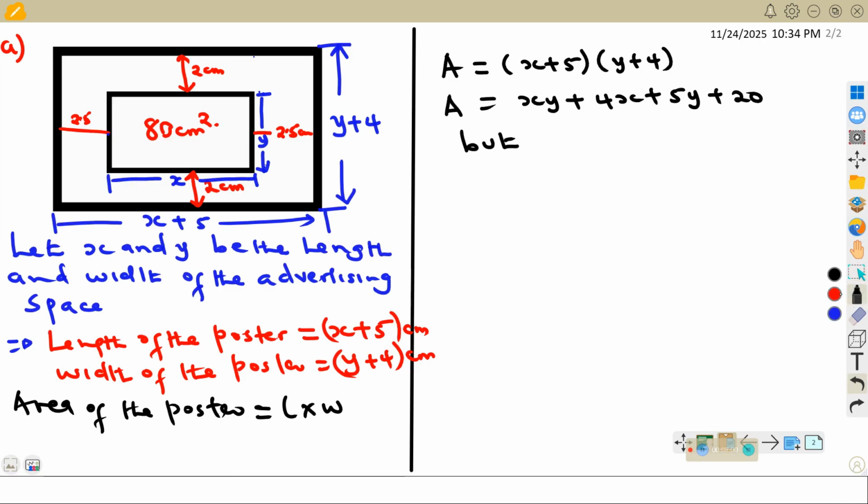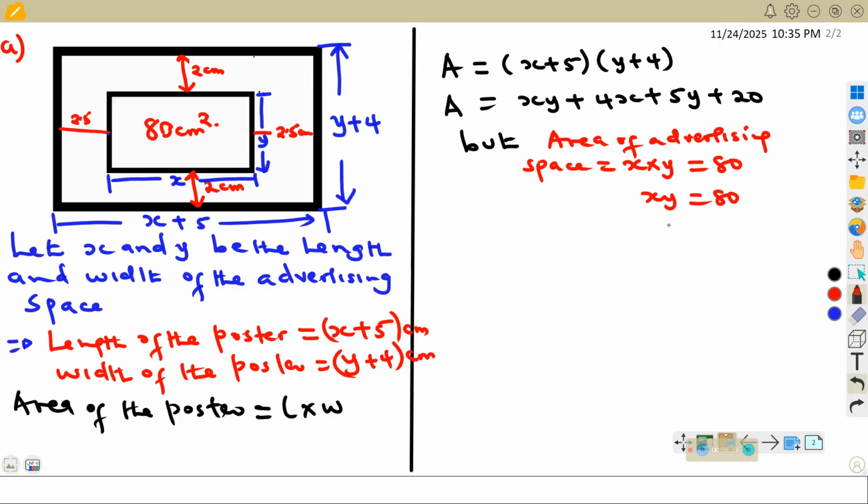So for that case, when you look at the area of advertising space, it is actually the same as x times y, but this must be 80 centimeters squared, meaning that xy is 80 centimeters squared. So from here, I can have y as 80 divided by x.